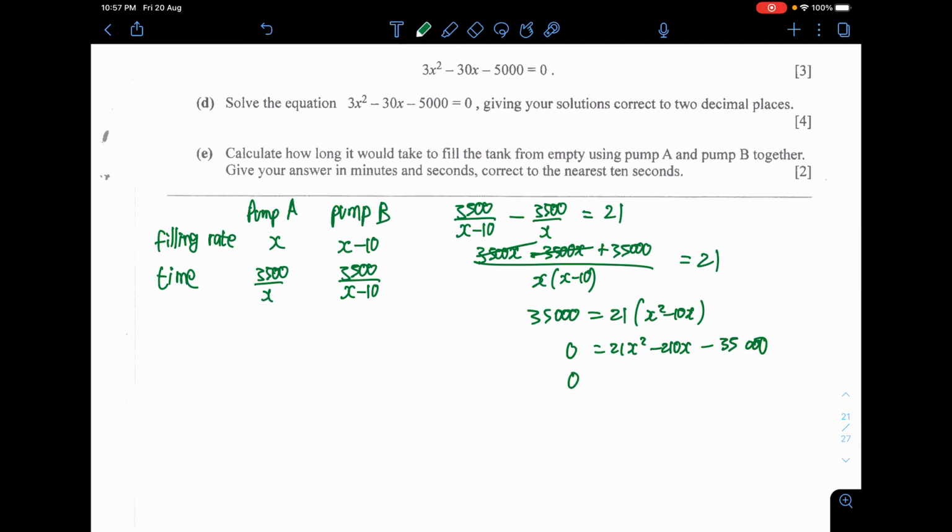And divide them by 7. Why do I know that? Because I want a 3x squared. That's the only logical way to get them. Divide by 7 and divide by 7. Tada! Solved already.